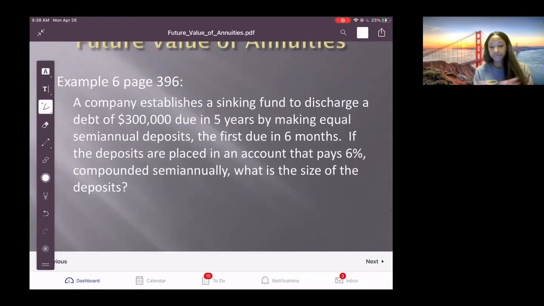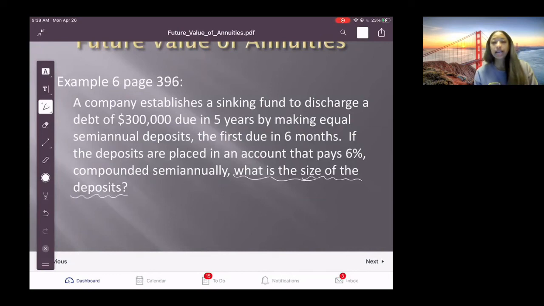All right. Last example. A company establishes a sinking fund to discharge a debt of $300,000 due in 5 years. So we owe $300,000 in 5 years. In order to pay this off, we're going to make equal semi-annual deposits into an account. The first one is due in 6 months, okay? If the deposits are placed into an account that pays 6% compounded semi-annually, what is the size of the deposit?